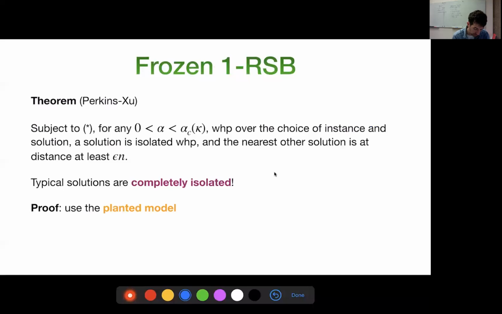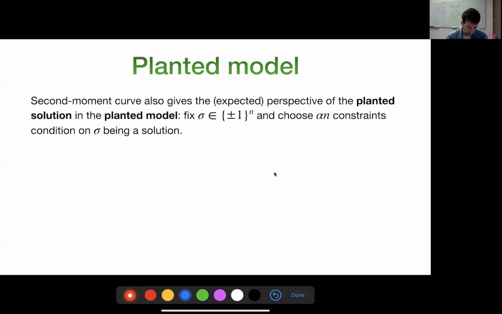And how does the proof go? The proof is to use the planted model. Okay, so let me just say a few words. The planted model is where we pick a solution to start with, and then we only pick constraints consistent with that particular solution. It turns out the second moment curve also gives the expected profile of the planted solution in the planted model.